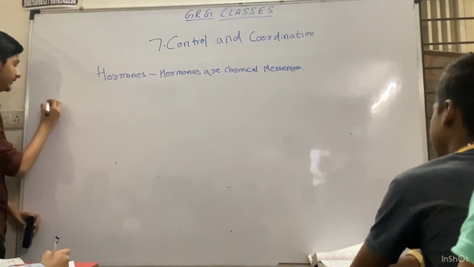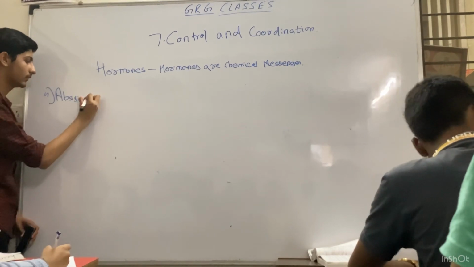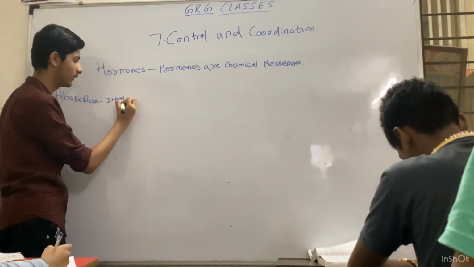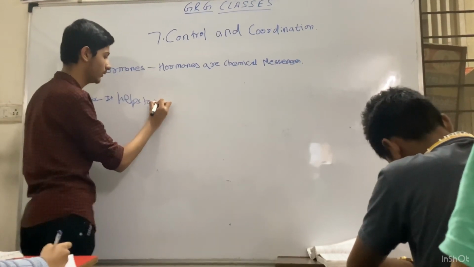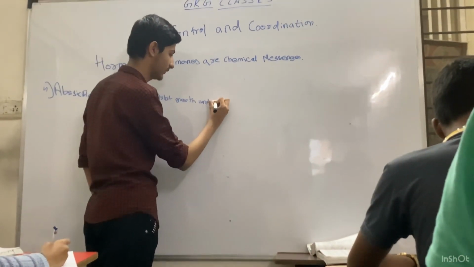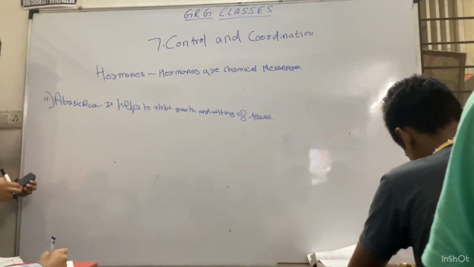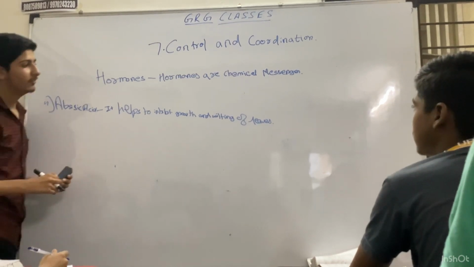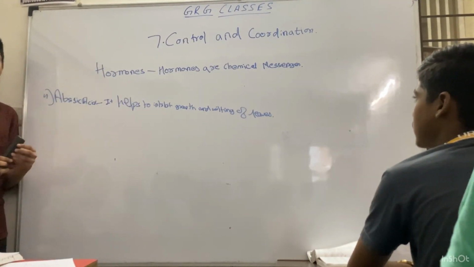Now we will learn about abscisic acid. It is the 4th type of hormone present in plants. Abscisic acid helps to inhibit growth, meaning it opposes the growth of the plant, and causes wilting of leaves, meaning collapse of leaves due to no water, which is mostly seen in the autumn season.